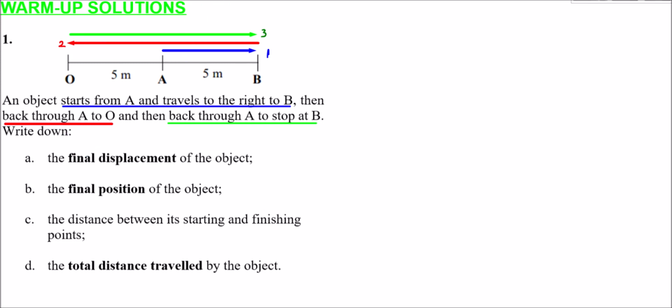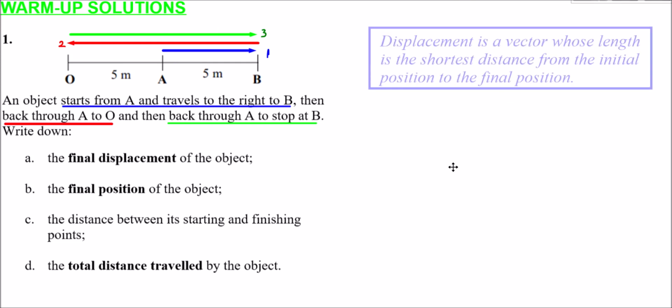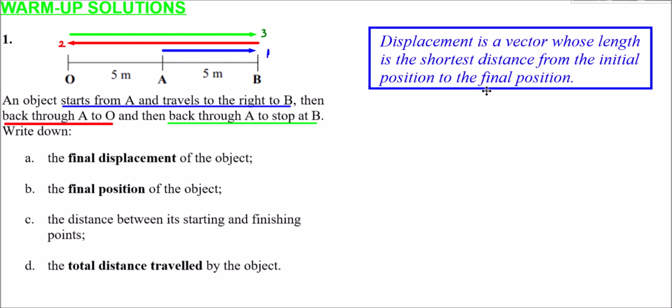And so on the top of your notes, there's a definition of what displacement is. So I'm just going to share this with you again, in case you're not sure or you've missed reading this. So displacement is a vector quantity. It has a size and direction. And the length of it is the shortest distance from the initial position to the final position. And so in this question, the initial position just means where the particle started at. So it started from A, and so that's the starting position there.